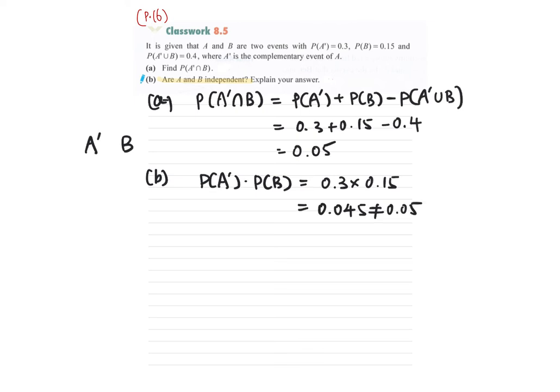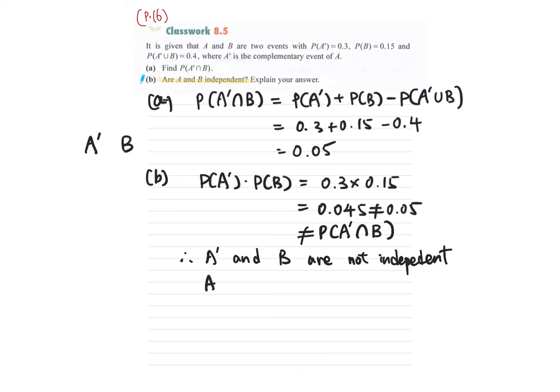That means it is not equal to the probability of the union of not A and B. So in this case, not A and B are not independent. At the same time, A and B are not independent as well. So you have to do this in this way.